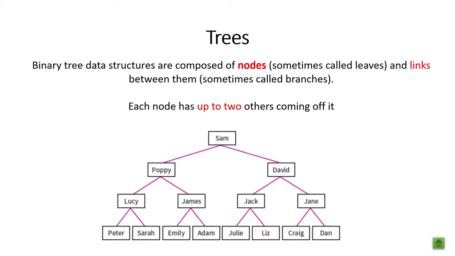Trees. Binary tree structures are composed of nodes, sometimes called leaves, and links between them, sometimes called branches. Each node has up to two others coming off it. I have made a video about this.